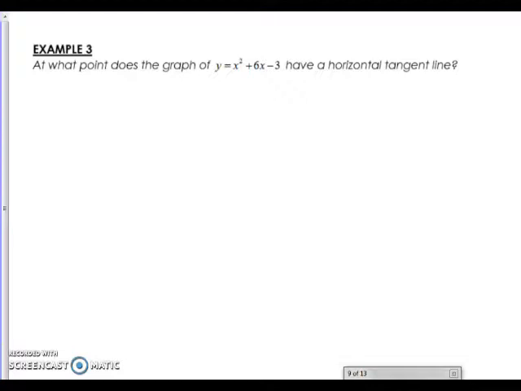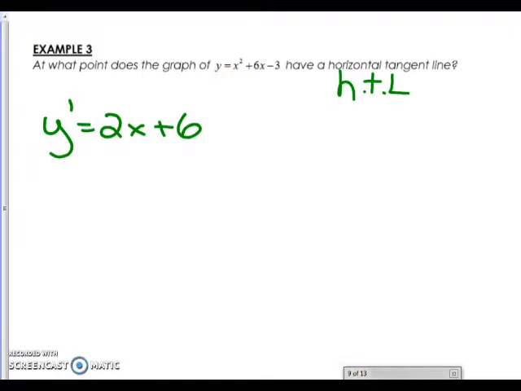So again, part of the hard part in calculus is figuring out what they are even asking. If they ask you for a horizontal tangent line, which sometimes I'll abbreviate just like that, they're asking you to take your derivative and set it equal to 0. So first we take our derivative. The derivative is going to be 2x plus 6. That's the easy part.